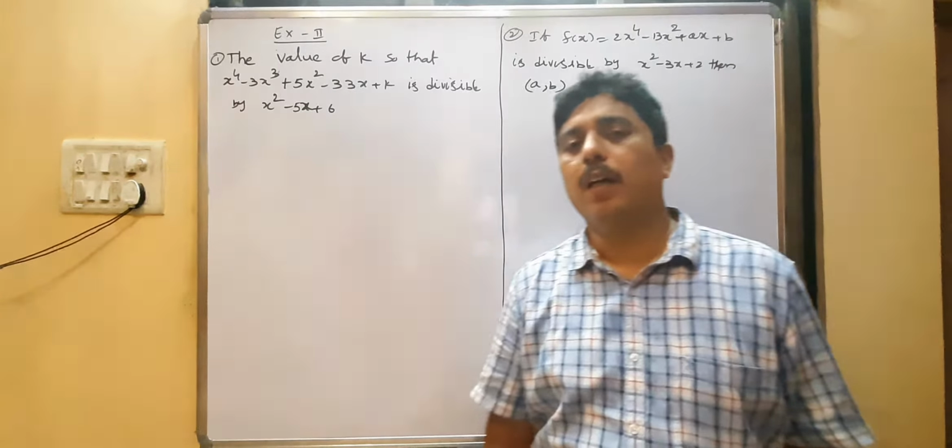Since this is divisible by this polynomial, obviously the remainder value is 0. Don't multiply 5 into 0; you can allot 0 here. Minus 6 into 9 is minus 54. K minus 54. But the given fourth degree polynomial is divisible by the second degree polynomial. That means the second degree polynomial is a factor of the given polynomial, so the remainder should be equal to 0. That means k minus 54 equal to 0. Then we get k equal to 54.